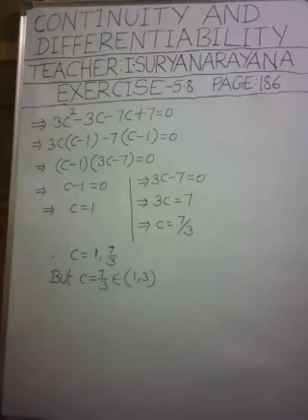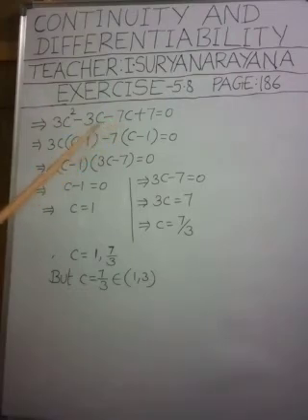Okay, my children? This implies 3c square. We can split the middle term, minus 10c is there. We can split as minus 3c minus 7c. If you simplify these two terms, what will you get finally? Again minus 10c. So we split minus 10c as minus 3c minus 7c.